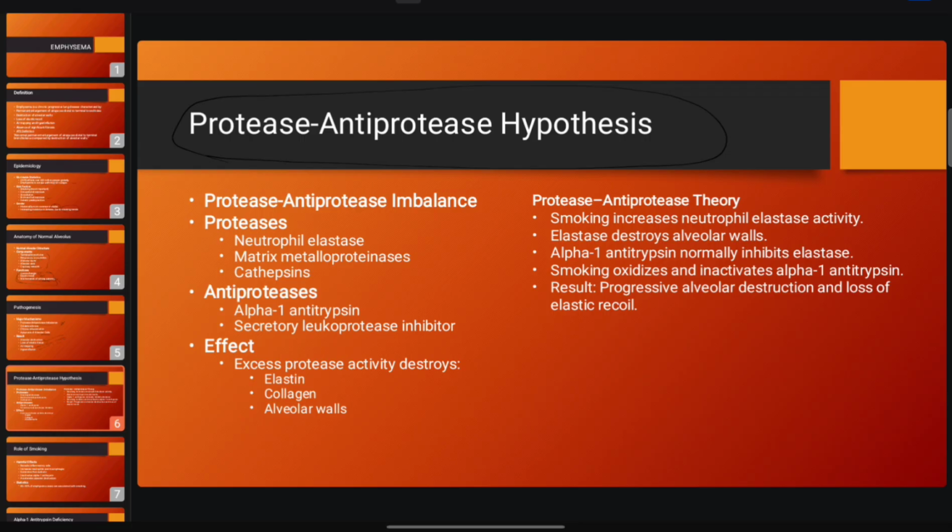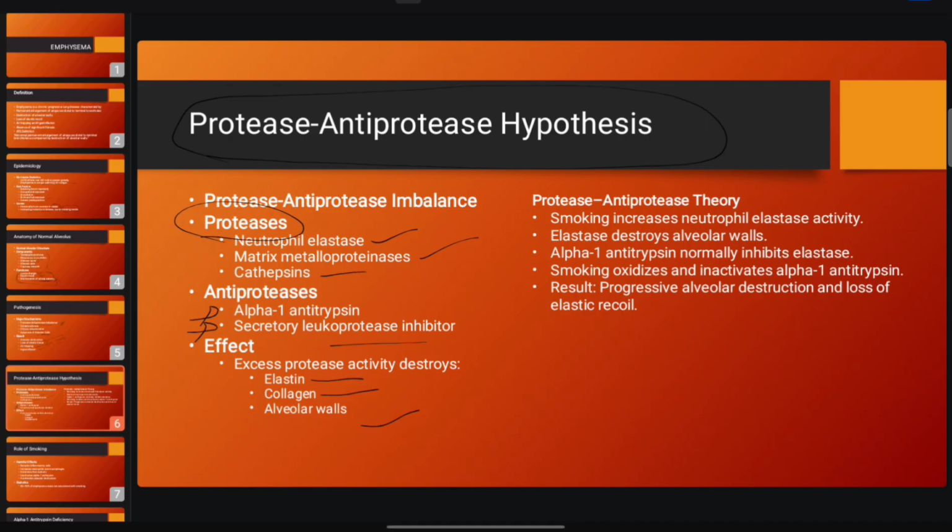Then the hypothesis, very important: the protease anti-protease hypothesis. What it says: proteases include neutrophil elastase, matrix metalloproteinases, and cathepsin. Okay? And anti-proteases include alpha-1 antitrypsin and secretory leukoproteases. When there is an imbalance of the protease and anti-protease, it results in excess proteases. These proteases result in destruction of elastin, collagen, and alveolar wall.